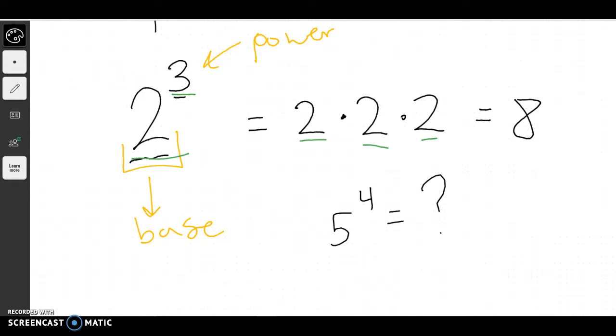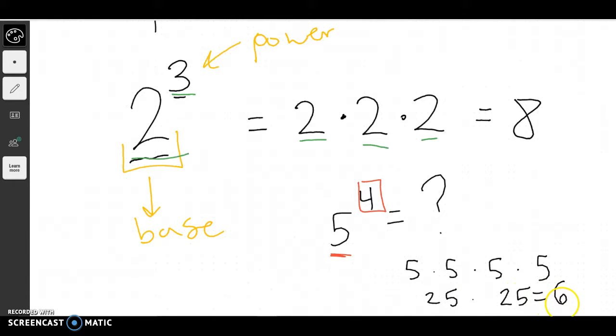Hopefully what you did was you go, oh, 5 to the 4th power. Well, this is my base, and this is my power. So we're going to take 5 times 5 times 5 times 5. Well, 5 times 5 is 25, and 5 times 5 is 25. And 25 times 25 is 625. So hopefully that is what you got for your answer.